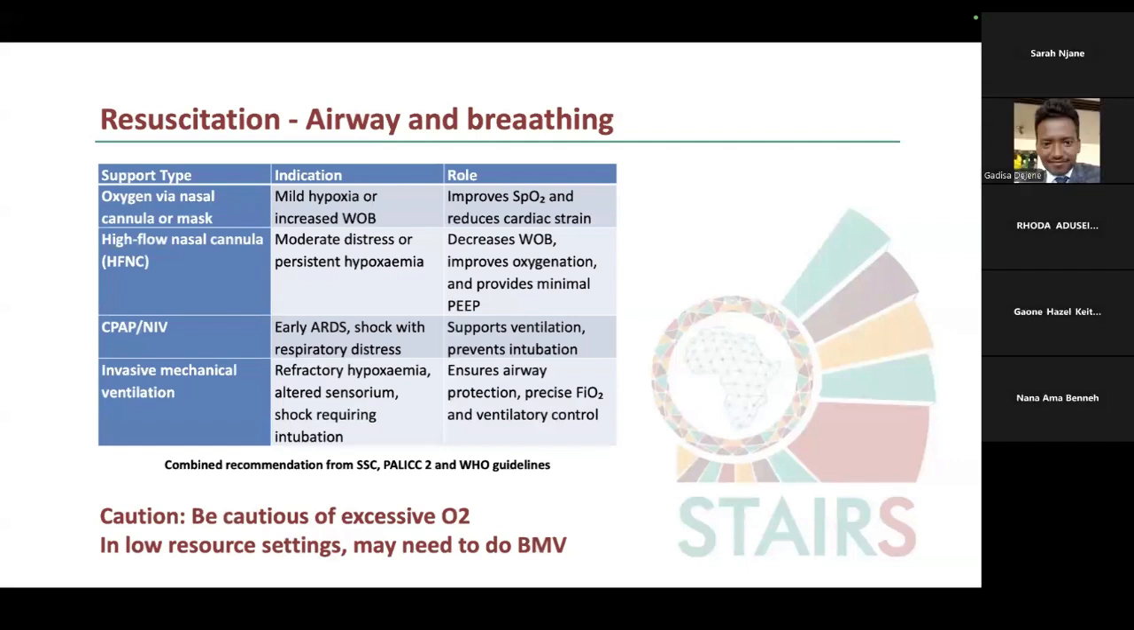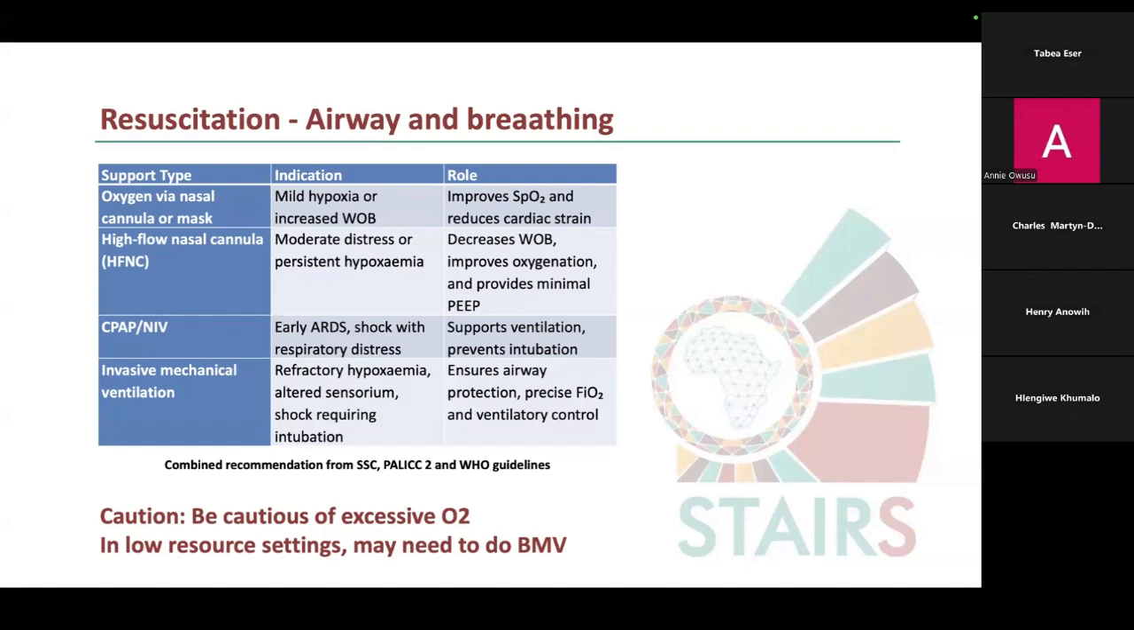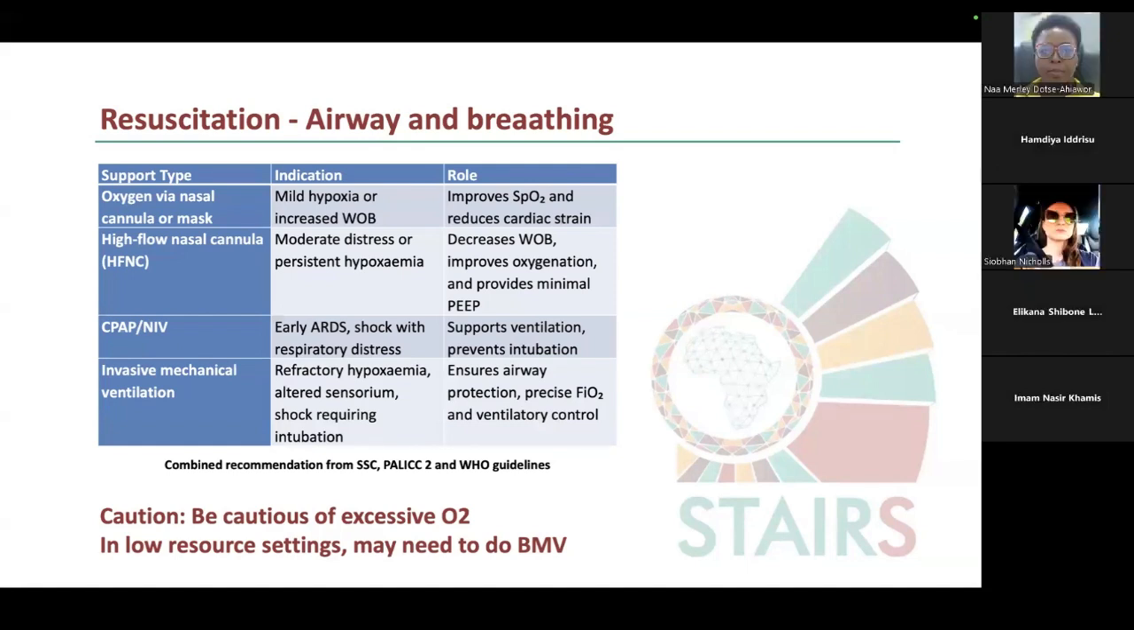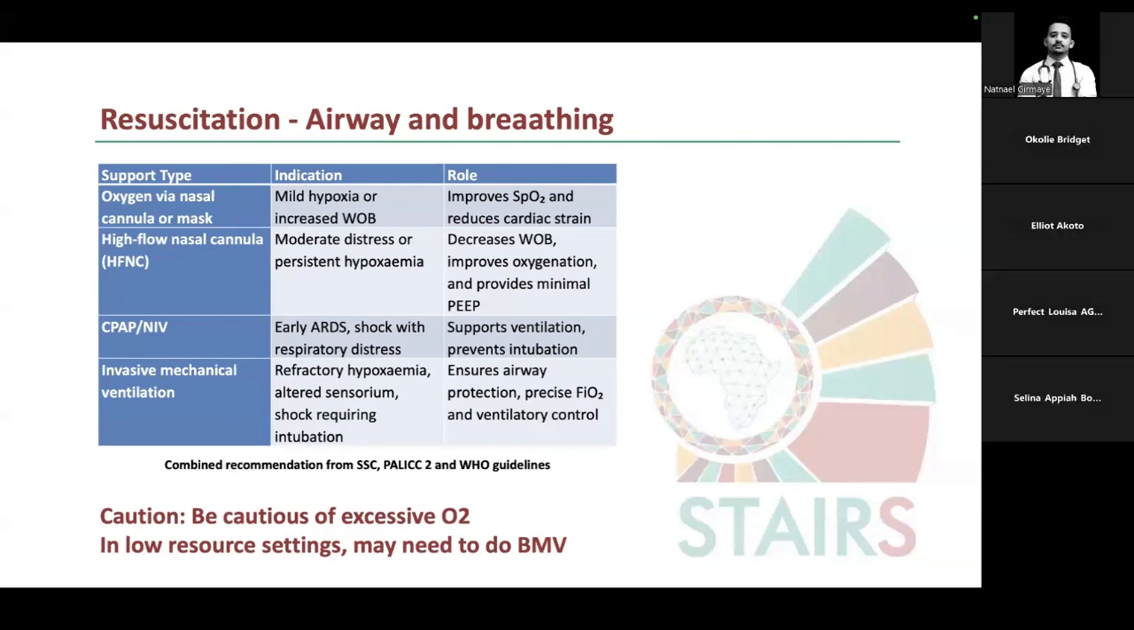Now, for some of your patients, they may have refractory hypoxemia despite your initial interventions. If they have altered sensorium, unable to protect their airway, right? For a child who is already bradypneic, the child who is already going to respiratory arrest, those children, you have to take an early decision to intubate if your facility has means of providing mechanical ventilation.